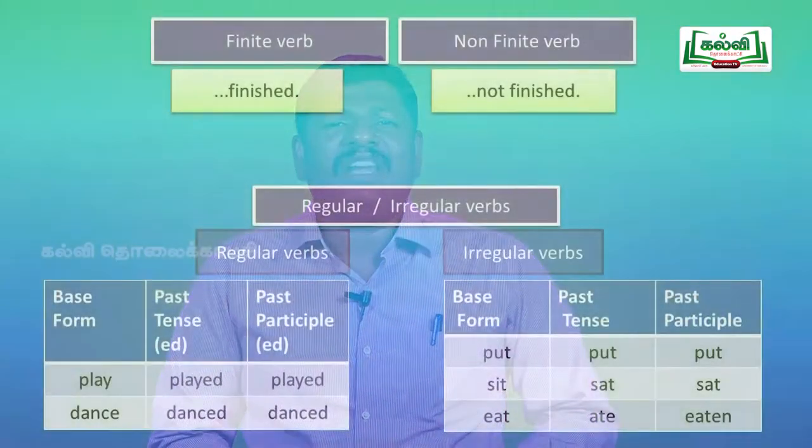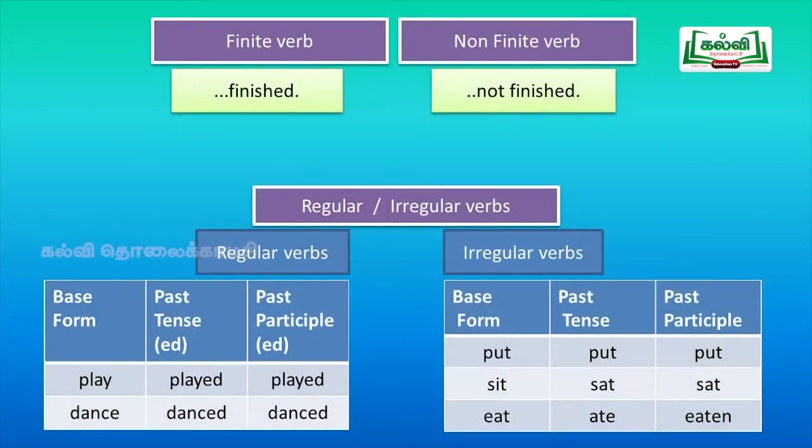Right. And we have other types of verbs too. They are finite verb, non-finite verb. Finite verb is nothing but that is finished, and non-finite verb is a verb that is not finished. Okay. Moving to the next type of verbs, regular or irregular verbs. And it's the basic concept about verbs and their usages.